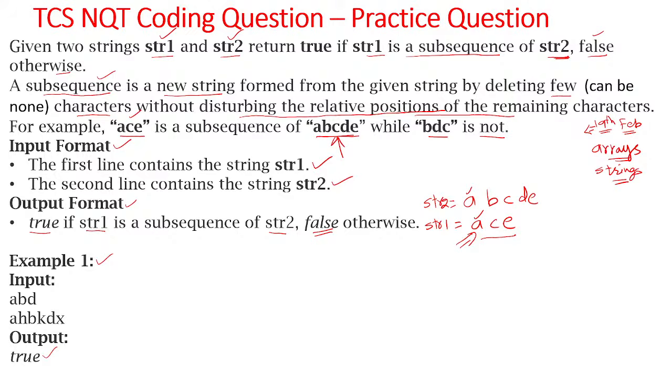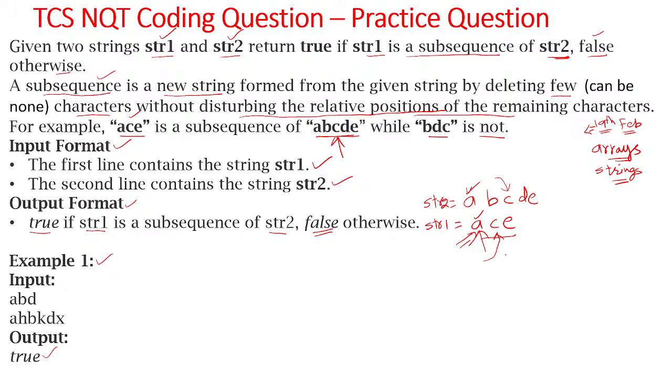So how will we obtain this? We'll start comparing the characters present in string 1 and string 2. String 1, first we start with A. Is A present in this? Yes, A is present. Then we'll go to the next character of string 1 and compare with the next character in string 2. B equal to C? No. So we move to the next character in string 2. Then C equal to C? Yes.